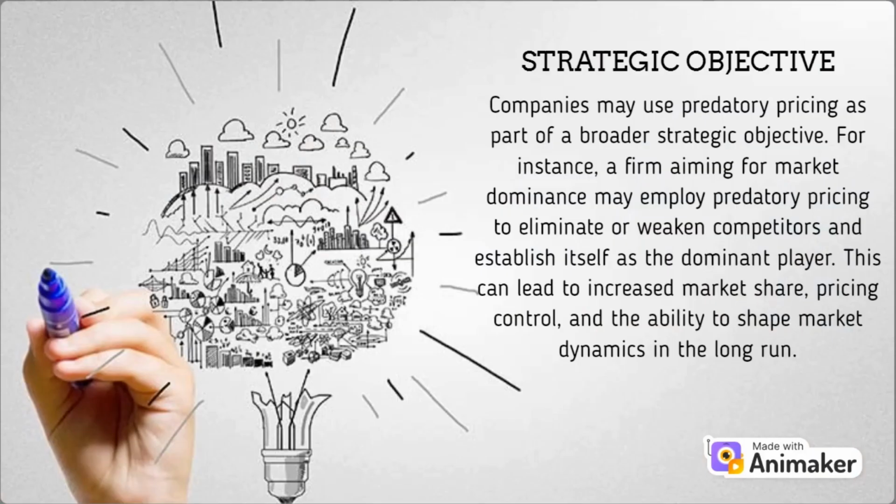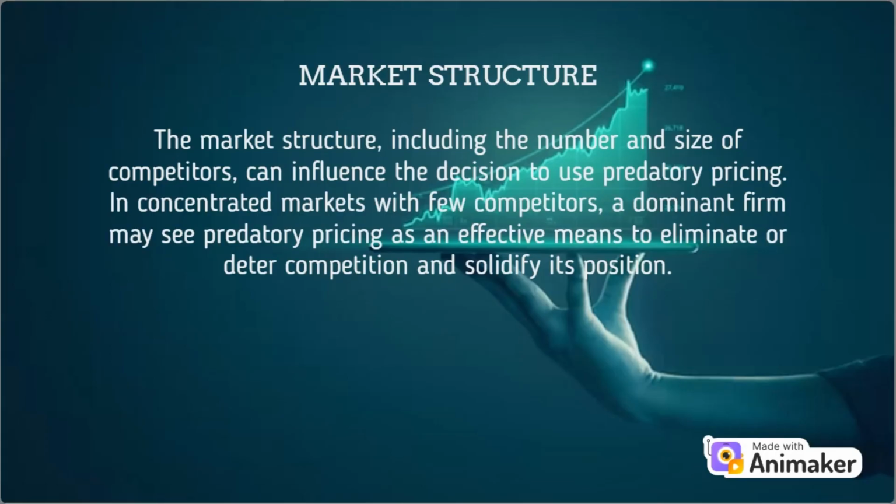Next, strategic objective is the fifth factor of usage. Companies may use predatory pricing as part of a broader strategic objective. For instance, a firm aiming for market dominance may employ predatory pricing to eliminate or weaken competitors and establish itself as the dominant player. This can lead to increased market share, pricing control, and the ability to shape market dynamics in the long run.